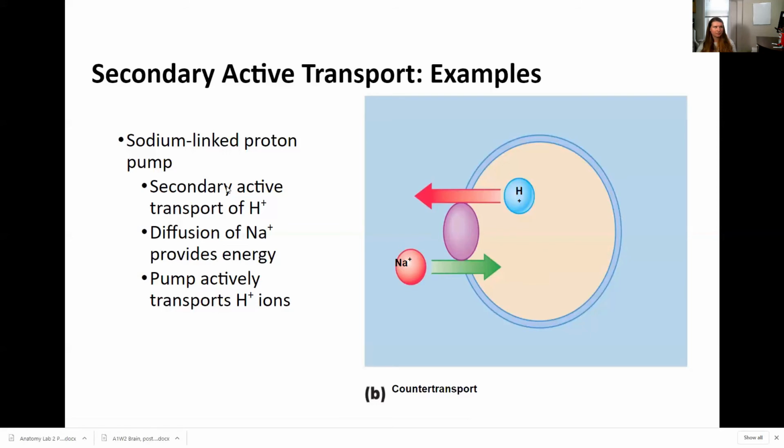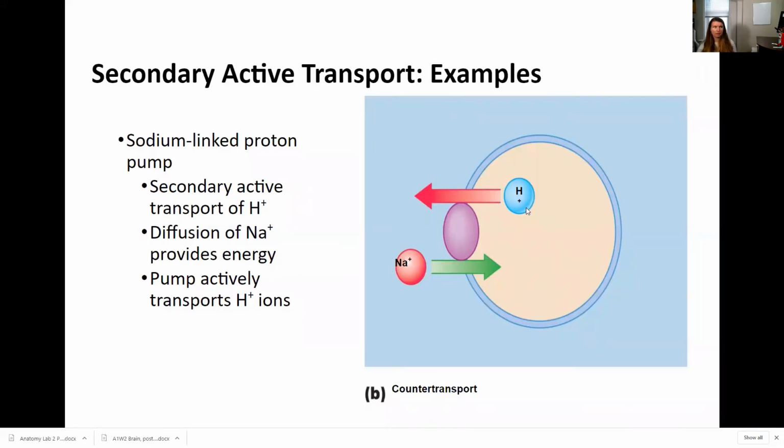When we let it move into the cell through this sodium-linked proton pump, this movement of sodium powers the movement of protons, which are the same thing as hydrogen ions, out of the cell. So this is kind of like a revolving door. As sodium moves in, it pushes these protons out. This is still secondary active transport, just like our glucose example, because we're not using ATP to move protons against their gradient. We're using the gradient of sodium.